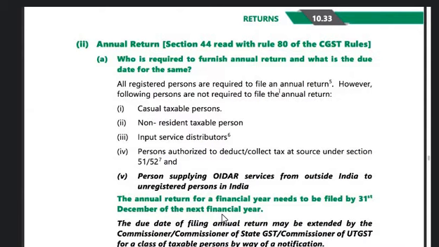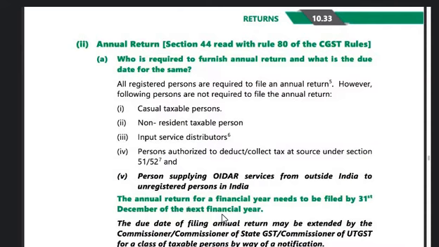GSTR 9 should be filed by all registered persons except the following. Except the 5 categories of persons: the casual taxable person, non-resident taxable person, input service distributor, person authorized to deduct or collect tax at source under section 51 and 52, and person supplying OIDAR services from outside India to unregistered persons in India.